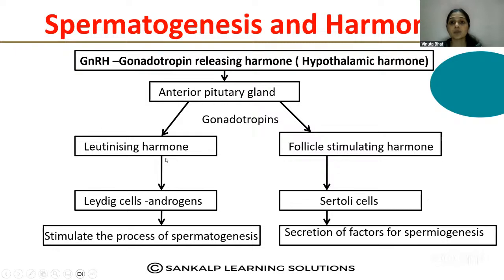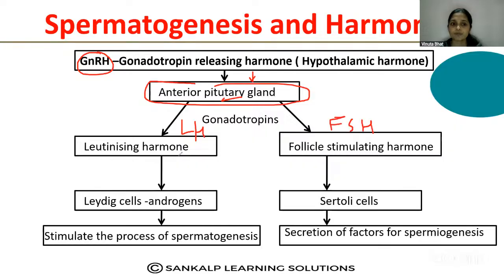And what are all the hormones that influence spermatogenesis? This is the easy one. By using this flow chart, you can learn the effect of the hormones on spermatogenesis easily. Gonadotropin releasing hormone, the hypothalamic hormone called GnRH, stimulates the anterior pituitary to release the gonadotropins, the LH, luteinizing hormone, and the FSH.